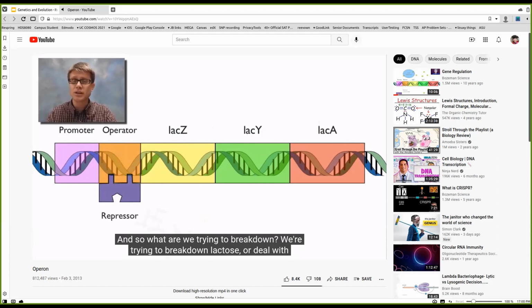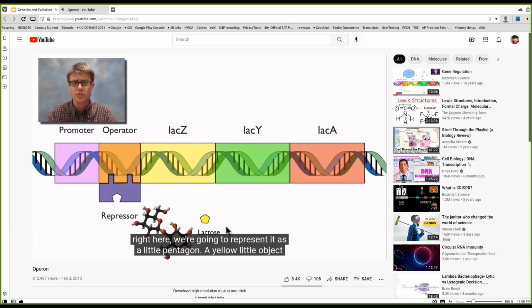And so what are we trying to break down? We're trying to break down lactose or deal with lactose. Remember, lactose looks like this. It's a disaccharide. But in this little model right here, we're going to represent it as a little pentagon, a yellow little object. And so all of a sudden, a lot of lactose is present. So what is the Lac Operon going to do? Well, it's going to deal with that lactose.